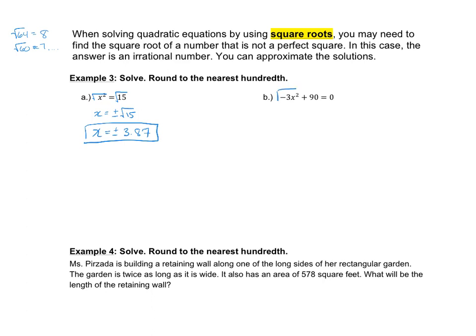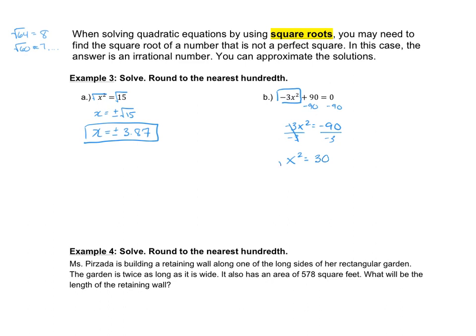Okay, next one. Here's my x squared, but I have to get rid of the 90 first. So I have negative 3x squared equals negative 90. Now, just like if this said negative 3x equals negative 90, my next step would be to divide both sides by negative 3. So you have to fully isolate the x squared first. Negative 90 divided by negative 3 is 30.